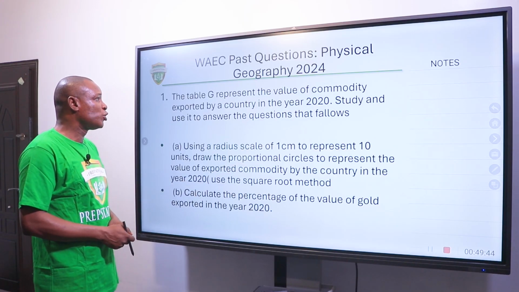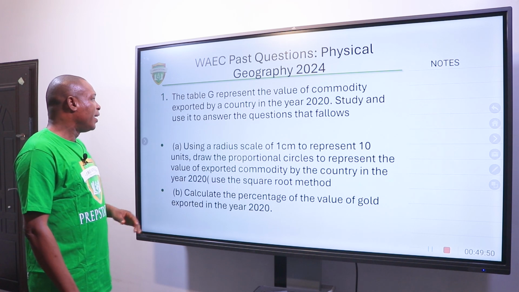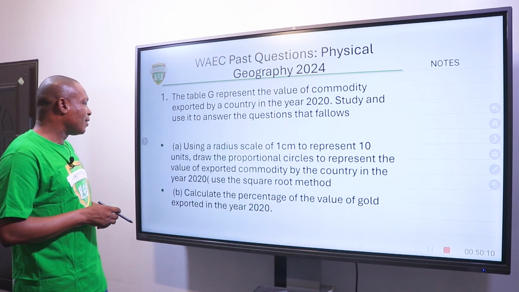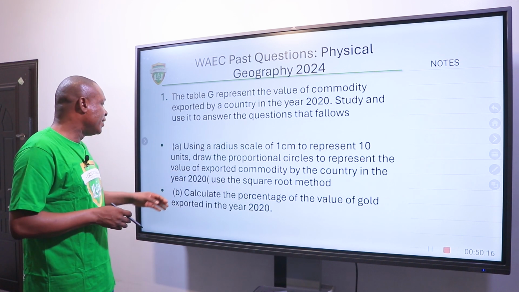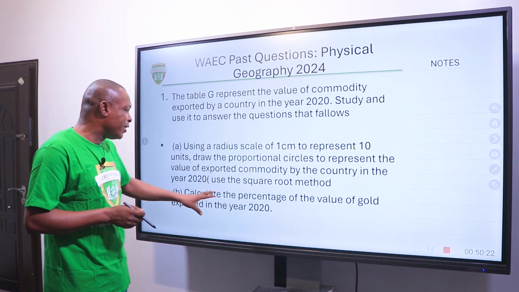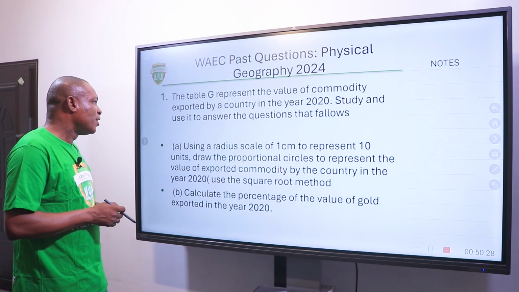Physical Geography question 2024. Here we are given a table, and then we are asked to use the table to draw proportionate circles. We've been given a scale here, 1 cm to represent 10 units. And this circle has to do with value of exported commodity by a country in the year 2020. And then another question requires us to calculate the percentage value of gold exported in that year. So let's go to the table.